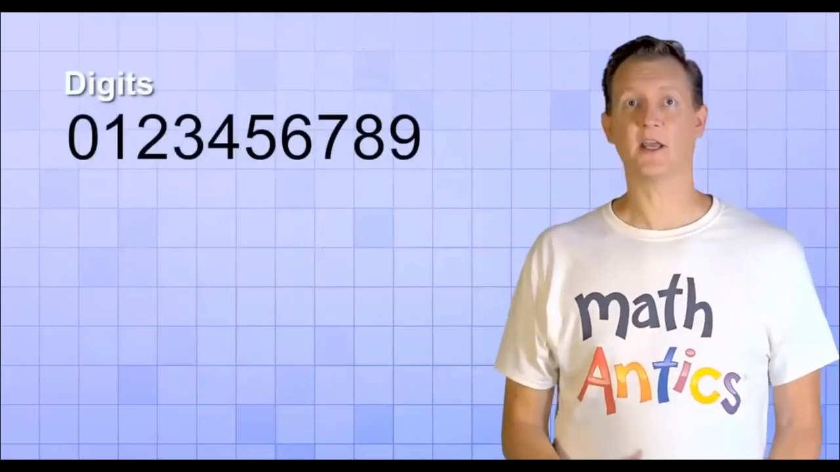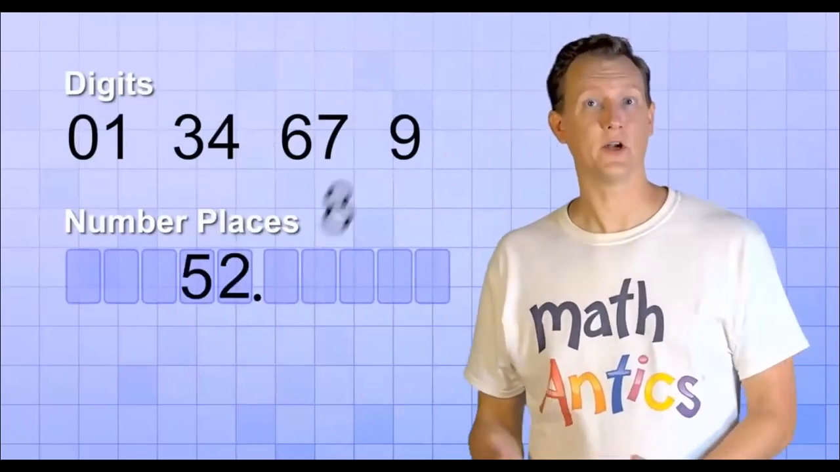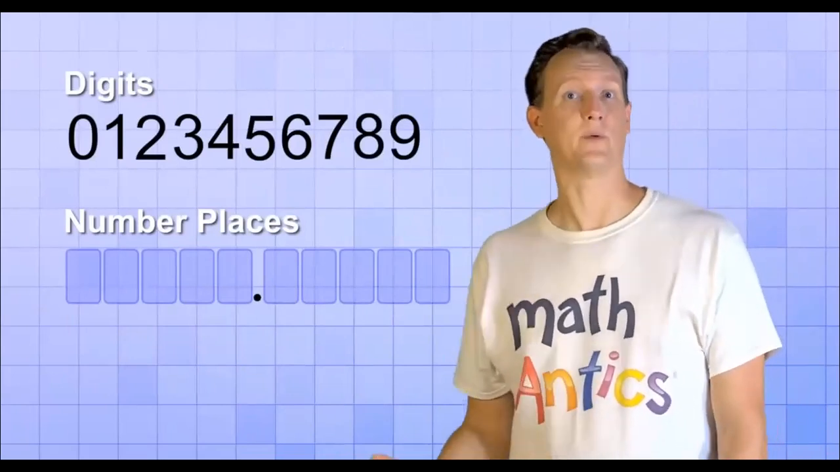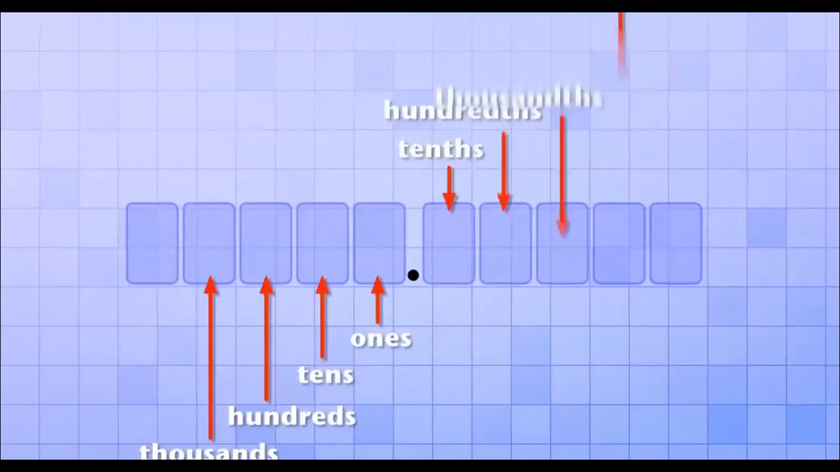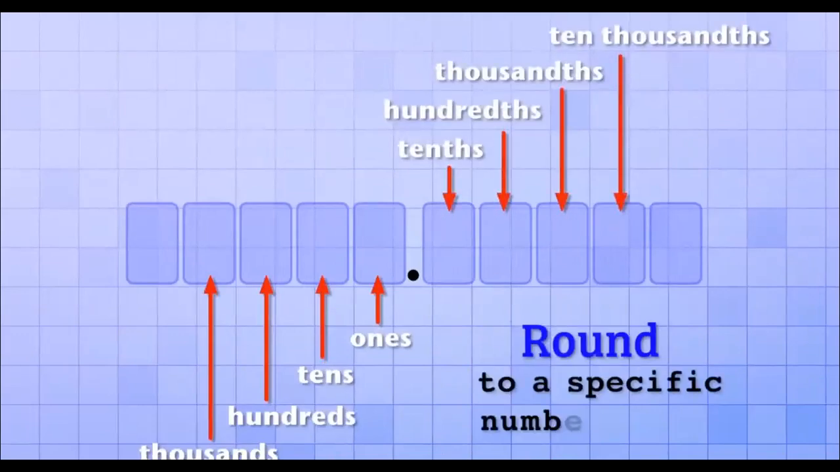Do you remember how our number system is based on digits and number places? Each digit of a number occupies a particular number place, and each number place is named according to the amount it represents, or counts. And it's important to know those names whenever you're rounding a number, because you'll usually be asked to round to a specific number place.